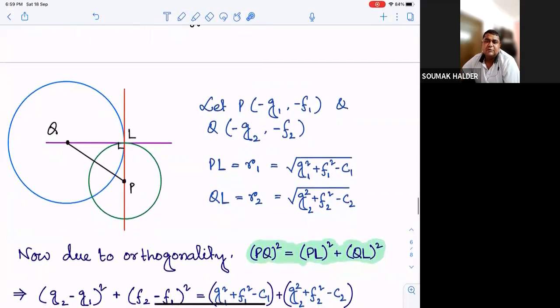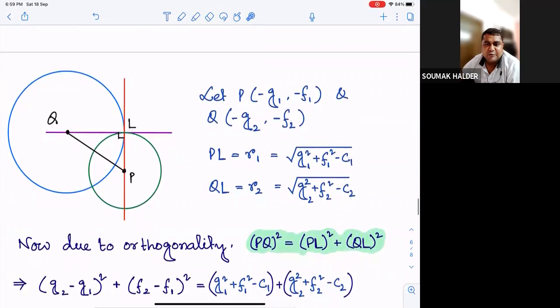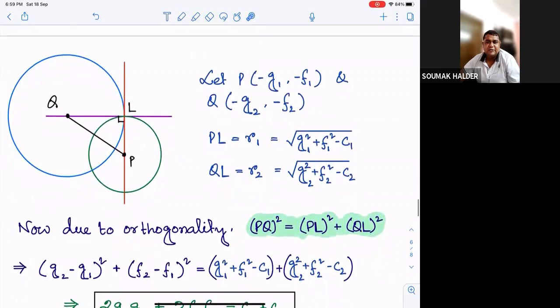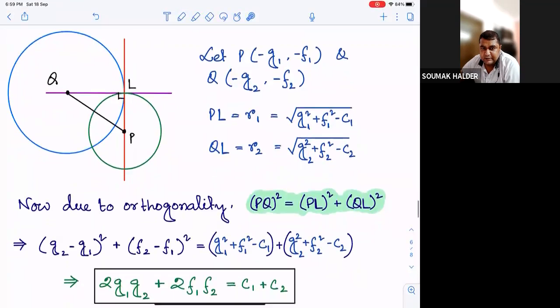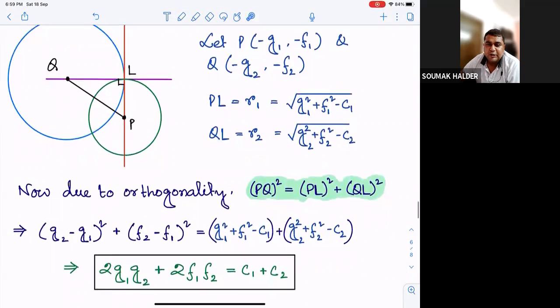Now using the coordinates of P and Q, we can get the distance PQ and the square of that. So we have g2 minus g1 whole square plus f2 minus f1 whole square equals the sum of the squares of the radii, that is g1 square plus f1 square minus c1 added to g2 square plus f2 square minus c2. Hence, simplifying, we get the condition of orthogonality as 2g1 g2 plus 2f1 f2 equals c1 plus c2. Is that okay with everyone?